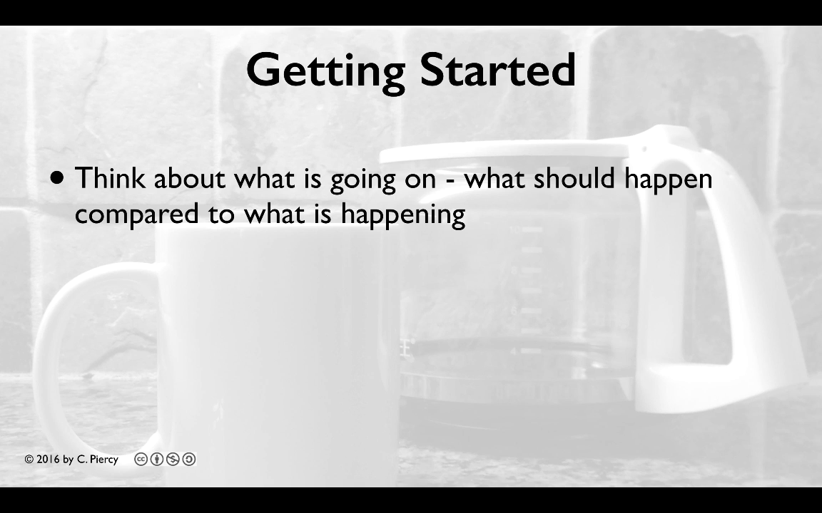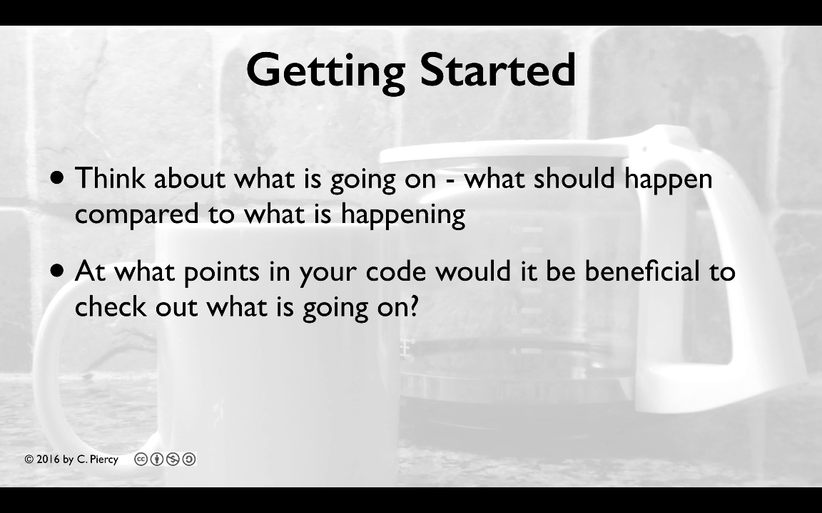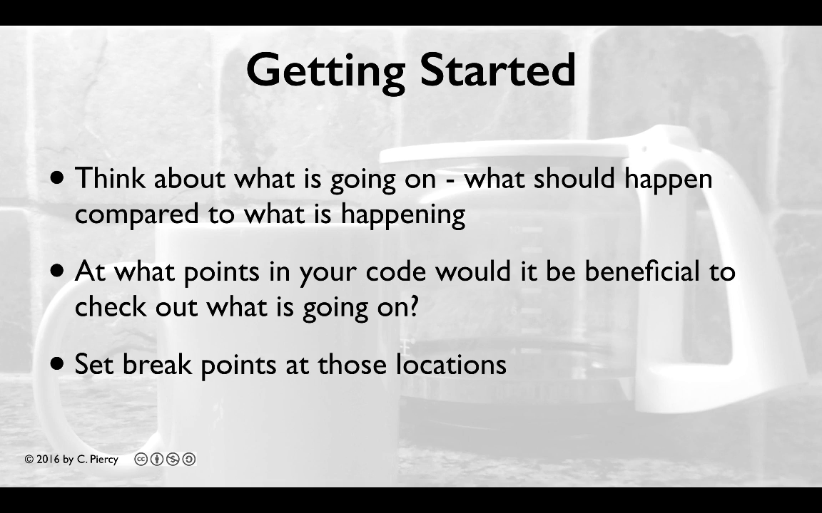amortization table method. After you think about what's going on, think about where in your code would it be beneficial to stop the program and actually see what is going on. I'll show you how to do that a little bit later in this video. And at those locations, we're going to do something called setting a breakpoint.